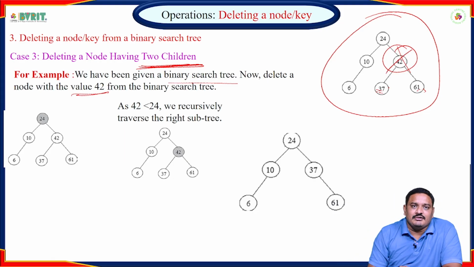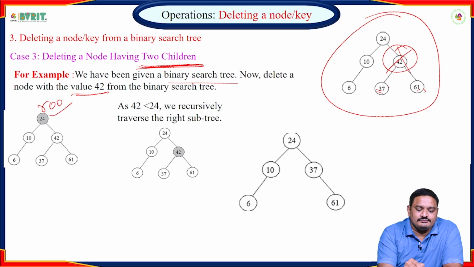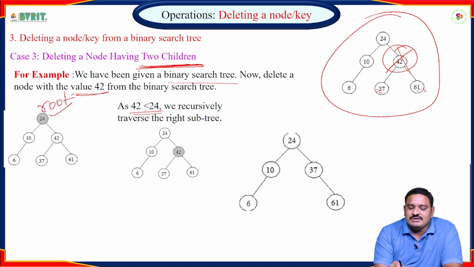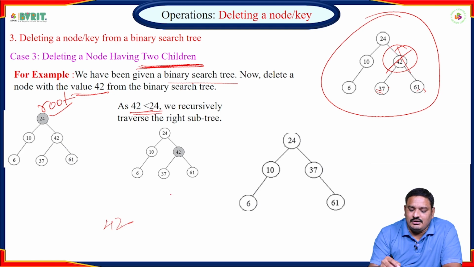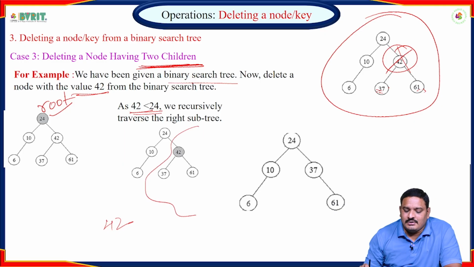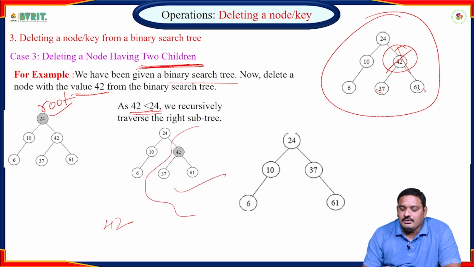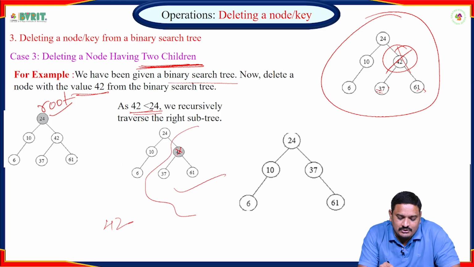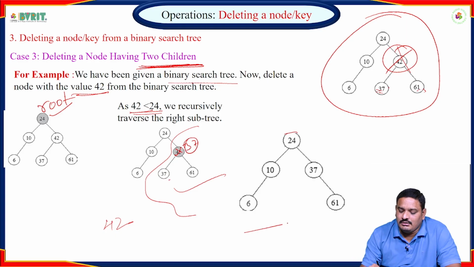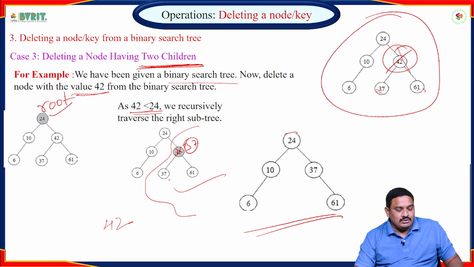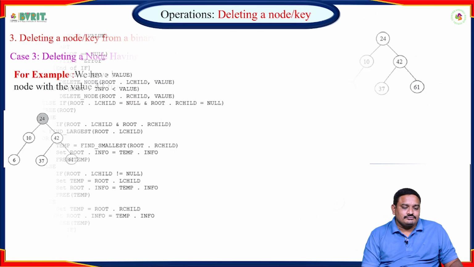To delete the 42 value, first we search from the root node. The 42 is greater than 24, so we traverse the right subtree. And finally we can delete the 42. The 37 goes to the root node. So finally we get the tree after deleting the node with two children.